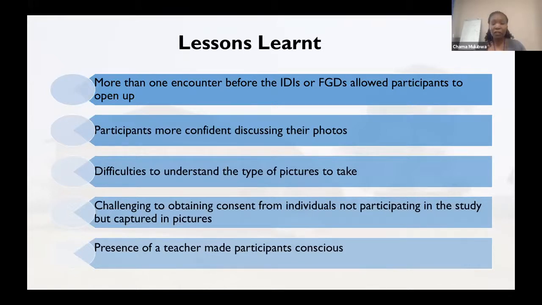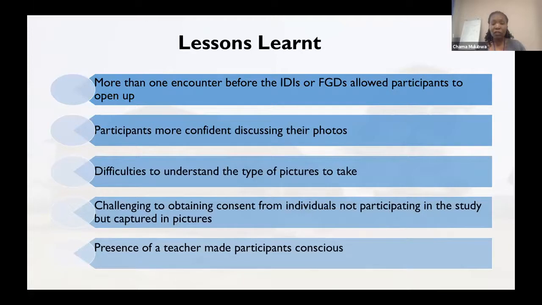The other challenge was that some participants also wanted to get pictures with classmates, pictures of the community, pictures with their family, but it was challenging obtaining consent from such individuals, especially if they were not participating in the study, but captured in the pictures. So we did encourage our participants to only capture people who we could easily get consent from, or they were able to capture them without any identifying features.